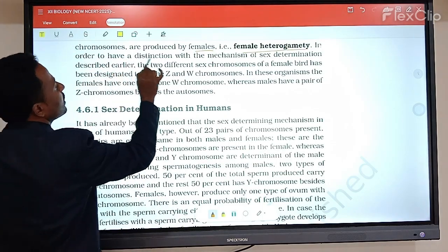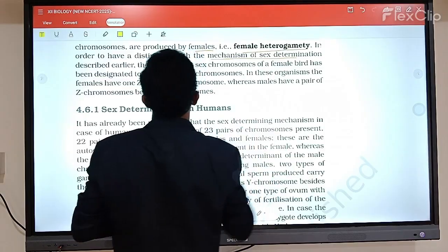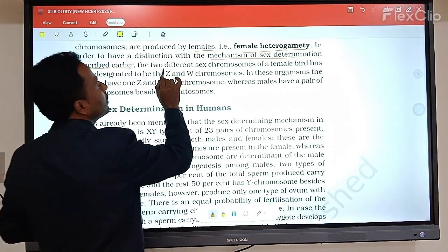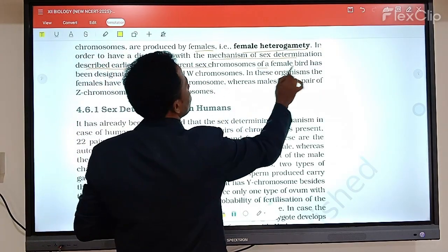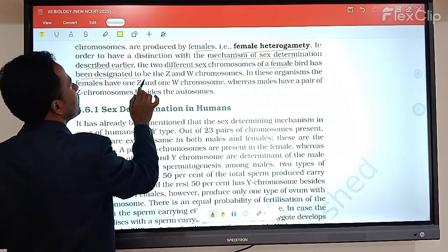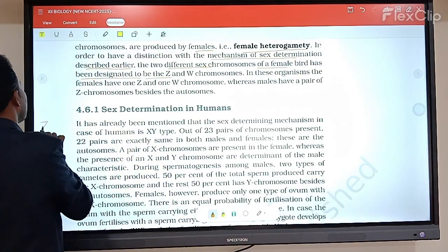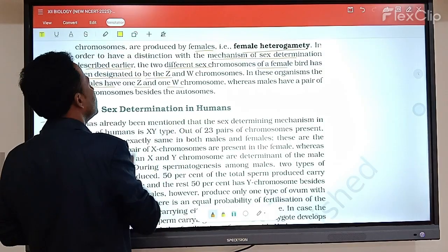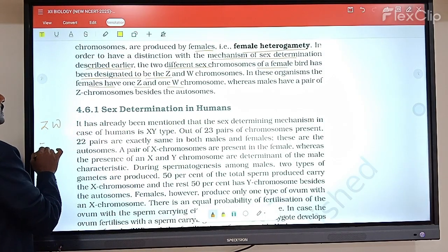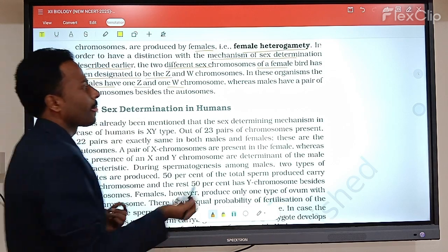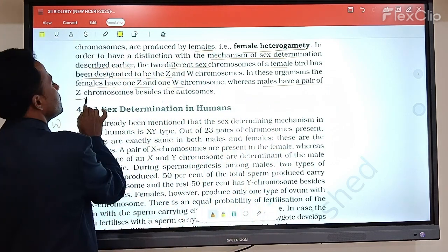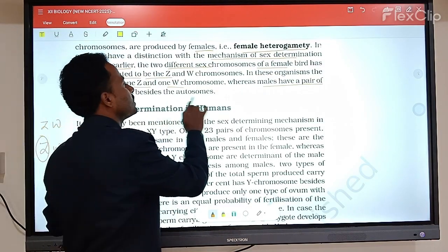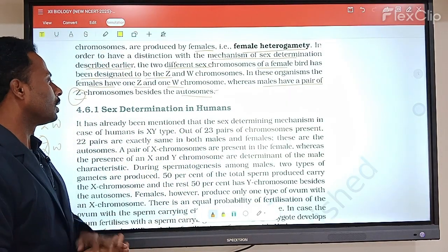Next, in discussing the mechanism of sex determination described earlier, there are two different sex chromosomes. The female birds are different, having Z and W, so the females have ZW. In other organisms, ZW is present in the female sex organs, whereas the males have a pair of Z chromosomes. Here Z is part of the male and shows as an autosome.